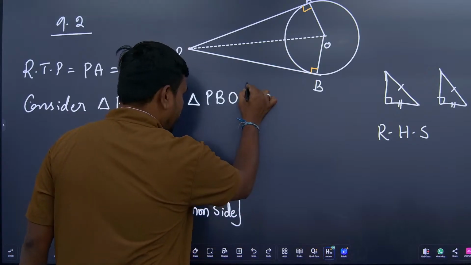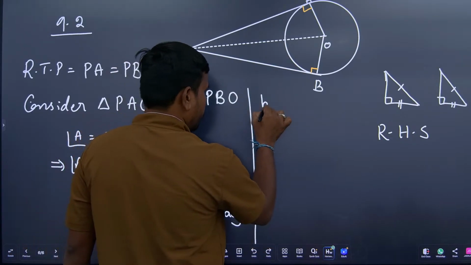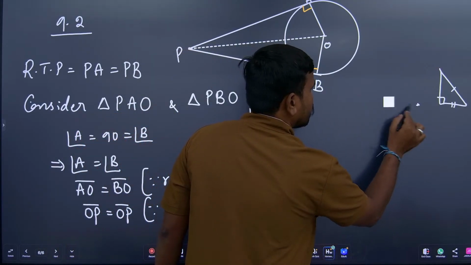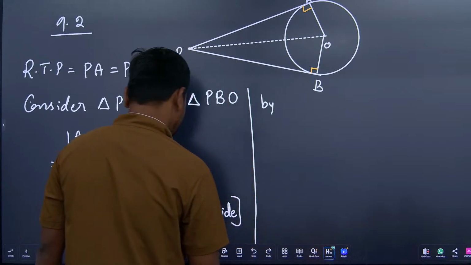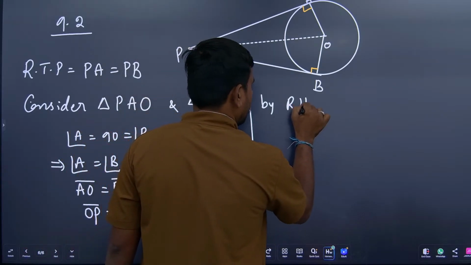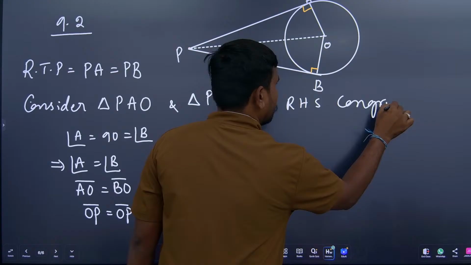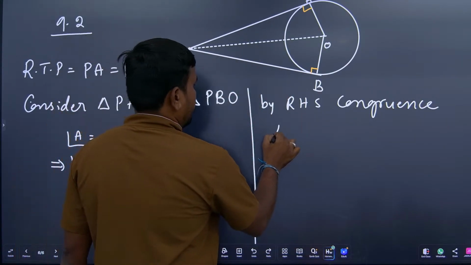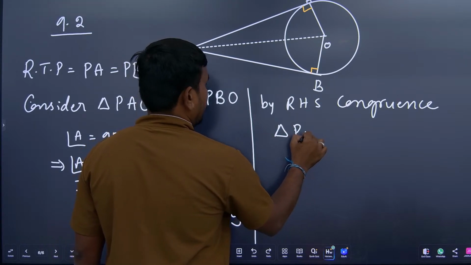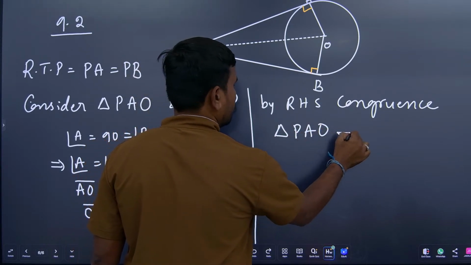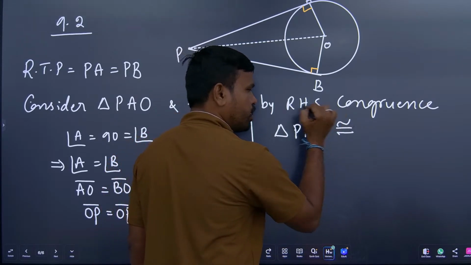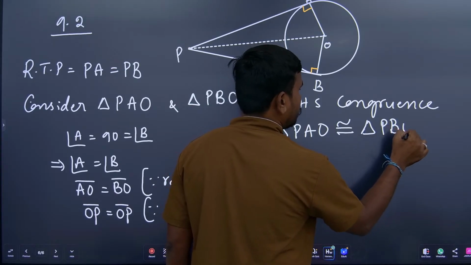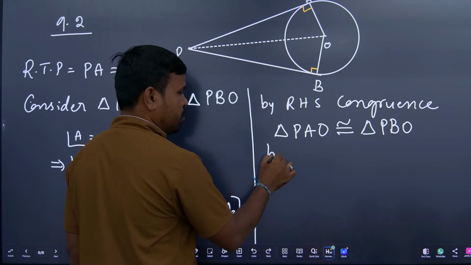Then what can we say by RHS congruency? By RHS congruence, triangle PAO is congruent to triangle PBO by CPCT. Do you know what CPCT means?